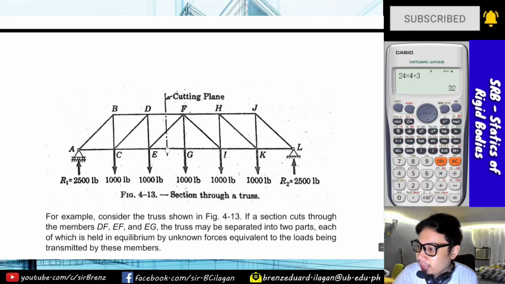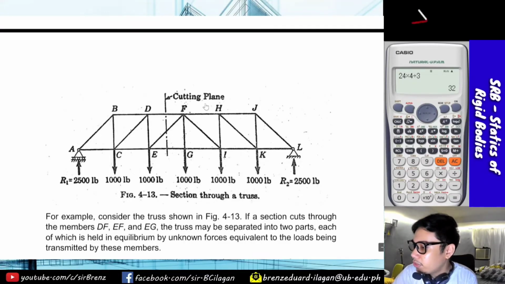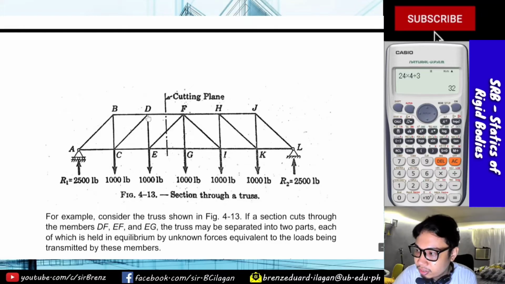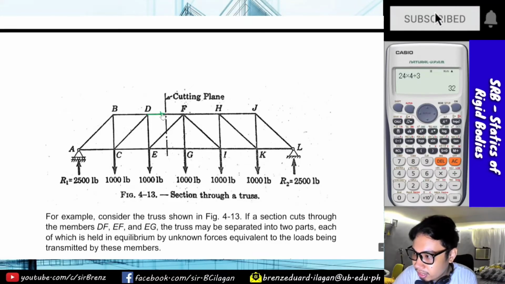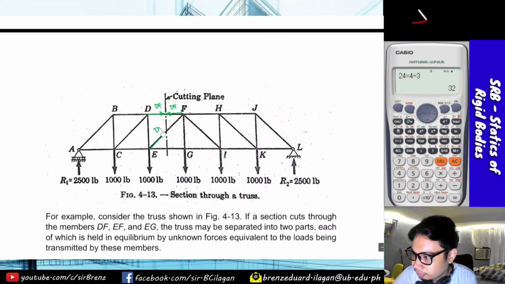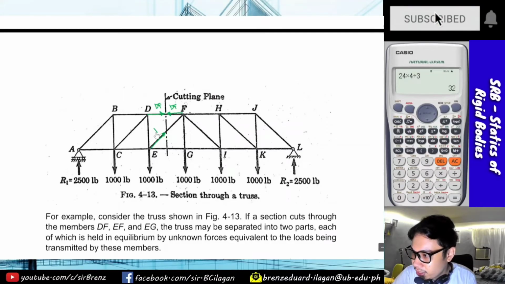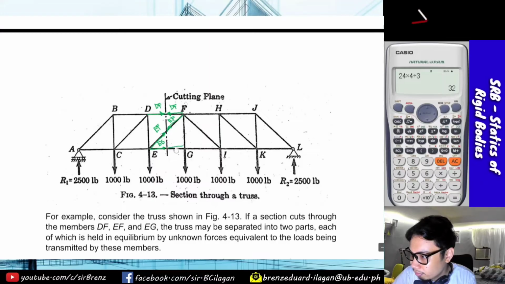So, in a cutting plane, we assume first, guys, that the members are always in tension. So this DF, that is tension, when it is like this. So that is DF, and this is also DF. So that is tension. Let's lay them out. This is EF. And then this is EG. Okay?